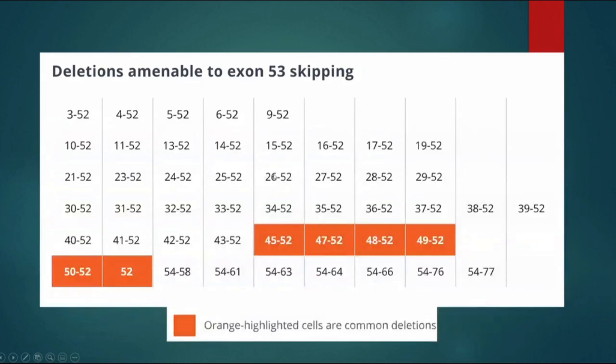This shows an example of how different mutations can be targeted with one medication. Like golodirsen, which is a 53 exon skipper, can help all these patients who have different mutations that involve any mutation before 53 or after 53. And the orange highlighted ones are the more common deletions.